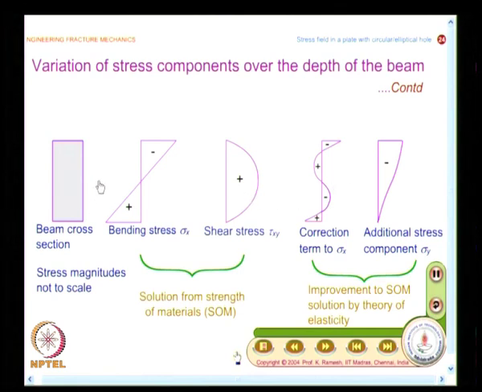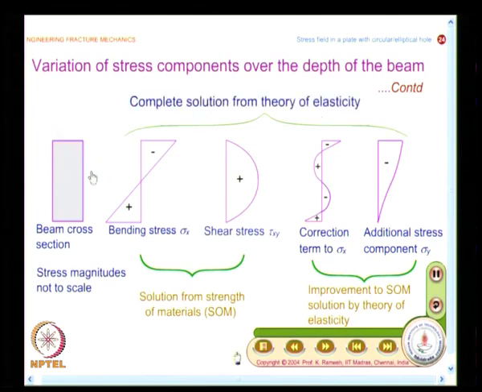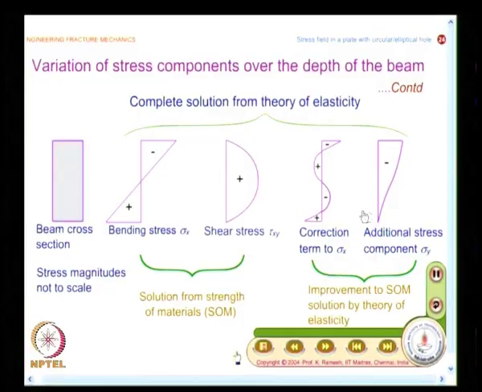So, if you take the problem of a beam under uniformly distributed load, the complete solution encompasses all these components, and this is the only correct solution. What you have got in strength of materials was only an approximation good enough for engineering analysis. We are not making a serious error by neglecting the correction term to sigma x or not incorporating sigma y.